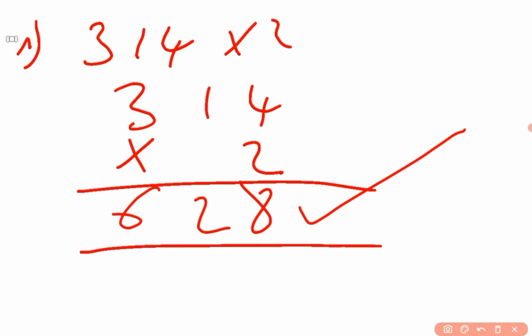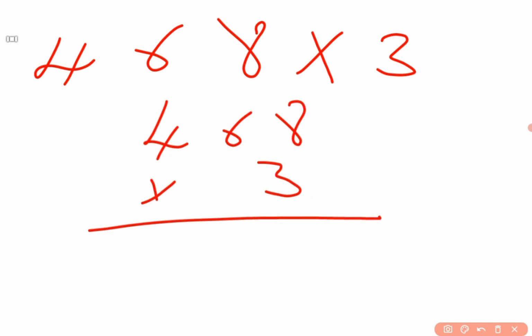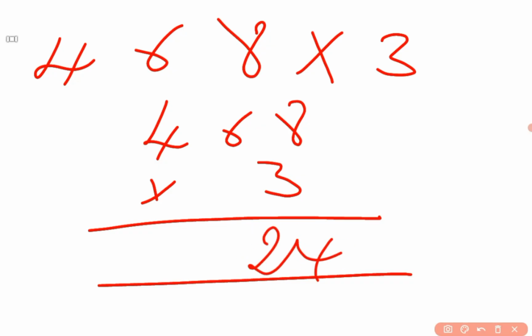I'll take another example. 468 times 3. Now we'll do the same thing. We'll first of all take 3 times 8. So 3 times 8 is 24. But am I going to write a 24 here? Remember what I did in addition. I'm going to write 4 and carry 2. So instead of 24, I'll write what? 4 here. And then I'm going to put 2 up here.